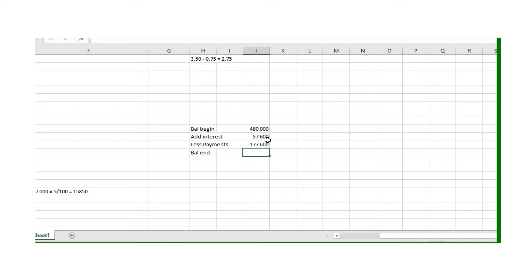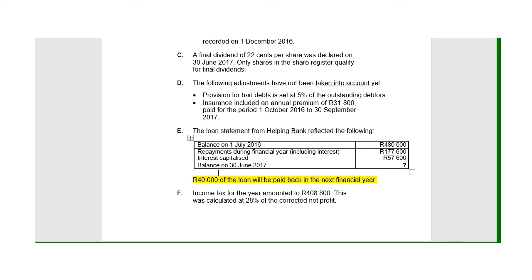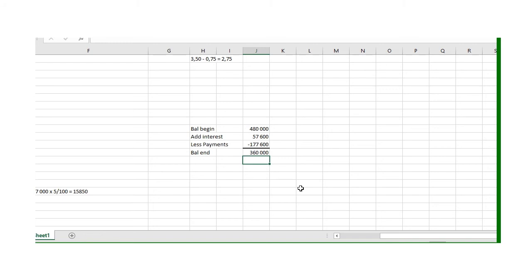So I take 480 plus 57,600 minus 177,600, and that will then give me 360,000, which is the balance at the end. But I must be careful because 40,000 of that will be paid next year. So I must take out 40,000 for the non-current, because 40,000 of that is current, which means my non-current is 320. So that 360 is split between 40,000 current and 320,000 non-current.